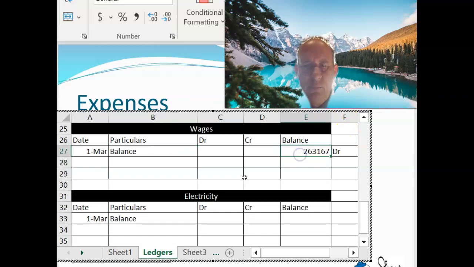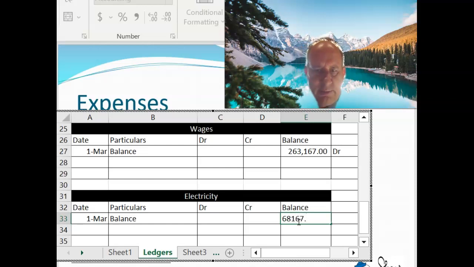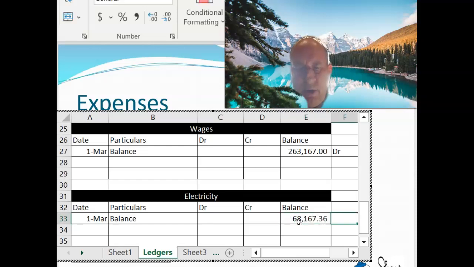And we've also got our opening balance for electricity, 68,167.36. So type these in as well because our expenses are going to have a debit opening balance, right? Because it's where we put our money.